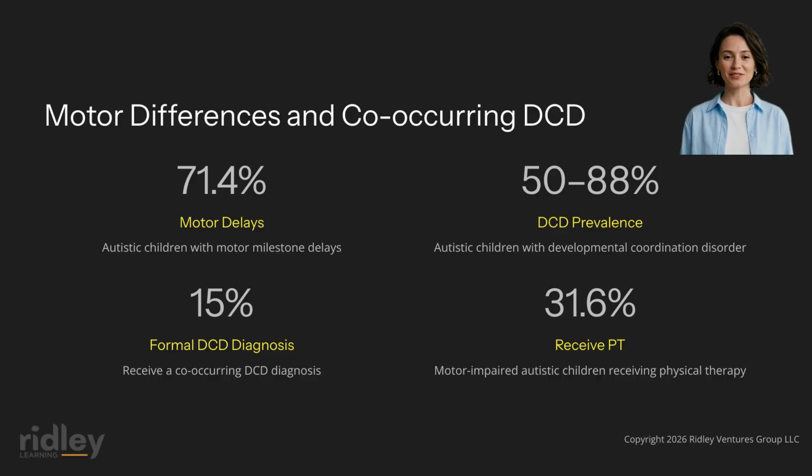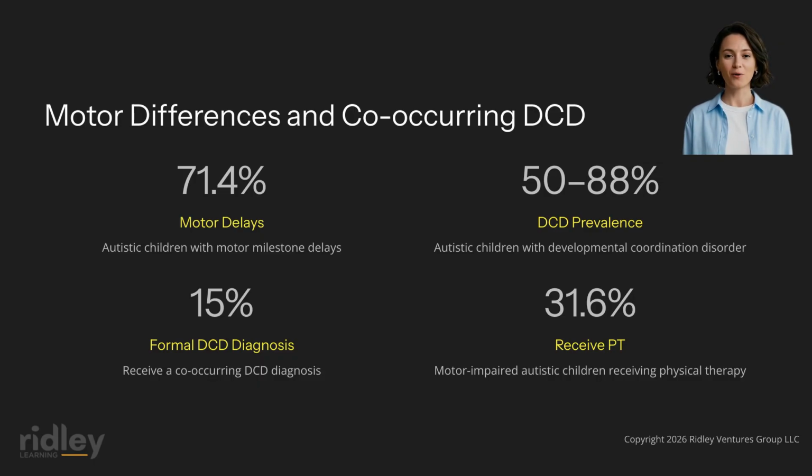Now let's turn to motor differences and co-occurring developmental coordination disorder, or DCD. Motor impairment is one of the most prevalent and most under-recognized features of autism. Pekoski and colleagues in 2025 drew on 32,850 autistic 8-year-olds from the Autism and Developmental Disabilities Monitoring Network, known as the ADDM network, and found that 71.4% met criteria for motor milestone delays, and that the prevalence of autism with motor delays was 2.5-fold higher than the prevalence of autism without motor delays.